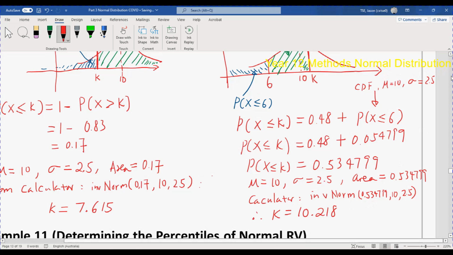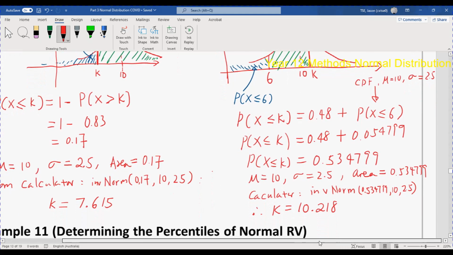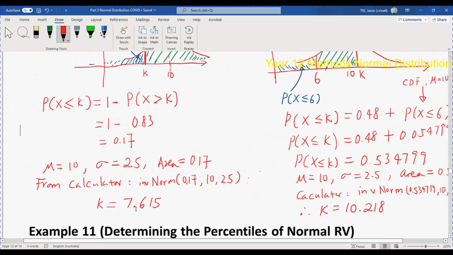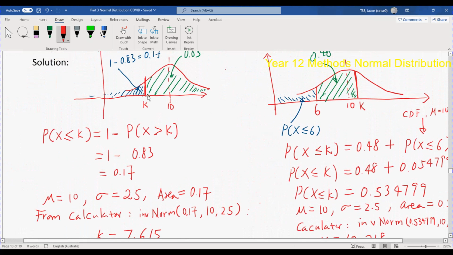Right, that's it. So let's check the reasonableness. So k is a little bit bigger than 10, which agrees with our initial guess. But even if your guess is wrong, that doesn't matter. It should be very close to 10. If you go back to our previous question, the k is 7.615. So actually that k is lower than 10. So that means it's reasonable. Okay.